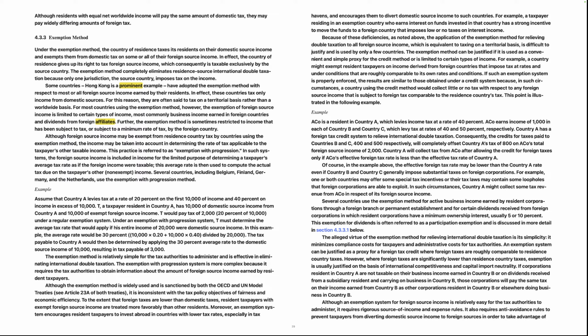Under the exemption with progression system, T must determine the average tax rate that would apply if his entire income of 20,000 were domestic source income. In this example, the average rate would be 30%. The tax payable to country A would then be determined by applying the 30% average rate to the domestic source income of 10,000, resulting in tax payable of 3,000.